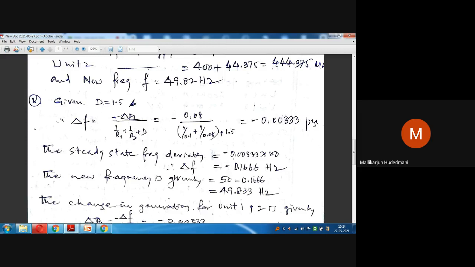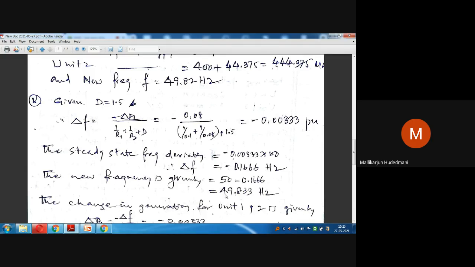0.00333 per unit. So the steady state frequency deviation in case 2 is this value into 50. If I do that, it becomes 0.1666 hertz. If I utilize this to get the new frequency, 50 minus this value refers to 49.833. So there is a slightly superior frequency compared to the old frequency. Can you see over here? 49.82, here it is 49.833, something like that. This is the change due to reflection from frequency sensitive loads.